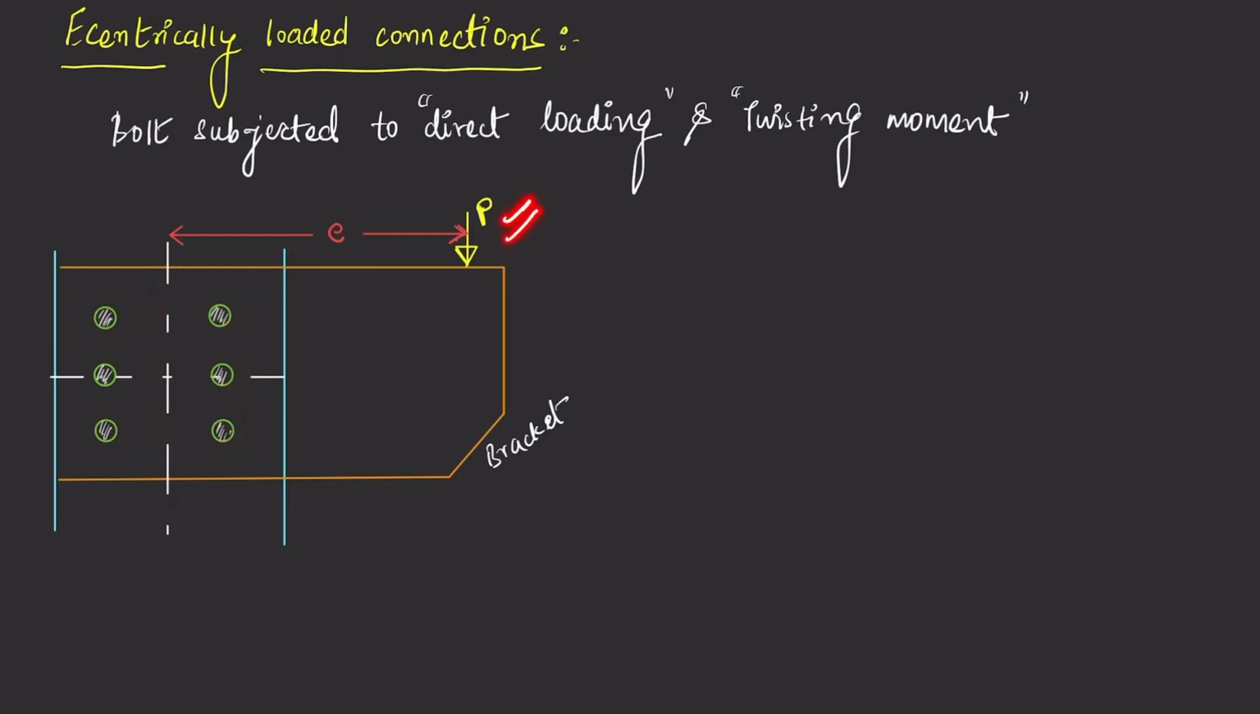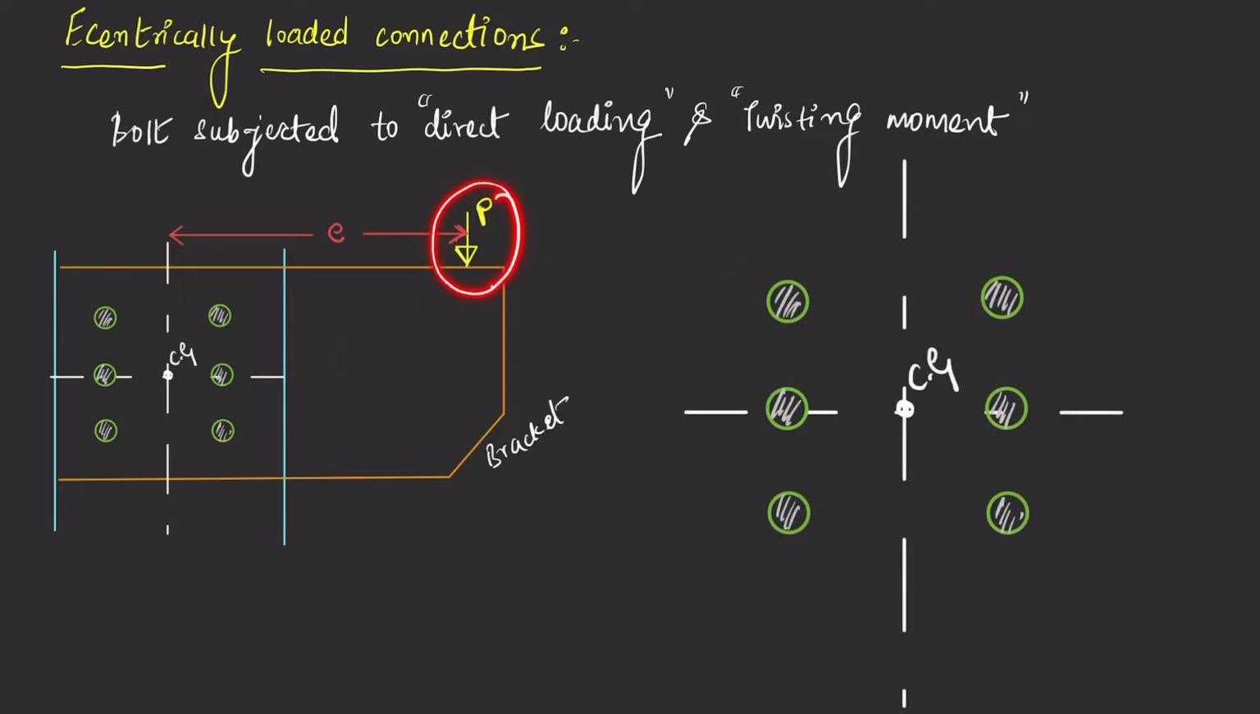We have a load P acting at an eccentricity from the CG. Here we have the CG. Alright, now let's zoom in and see the effect of the load. This load will directly transfer to the CG. So the direct load will be P acting over the CG, and a moment will be generated of magnitude PE, that is force into perpendicular distance.